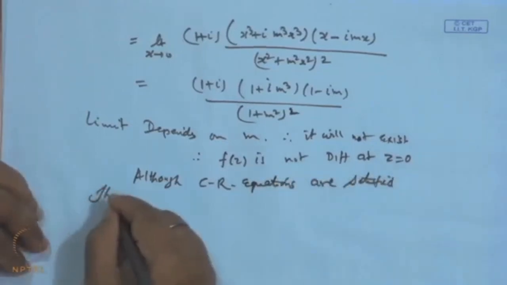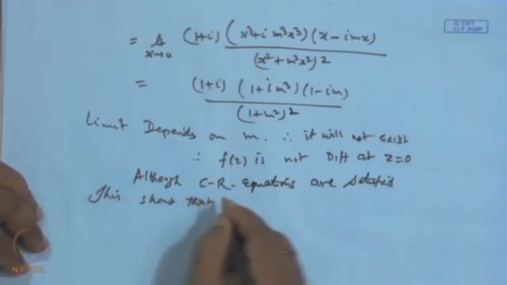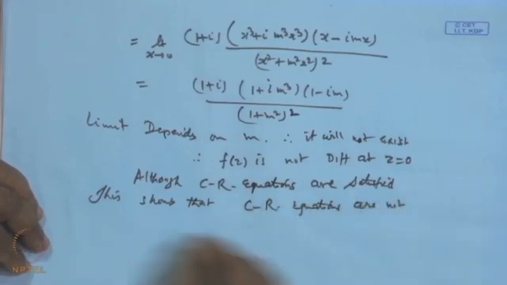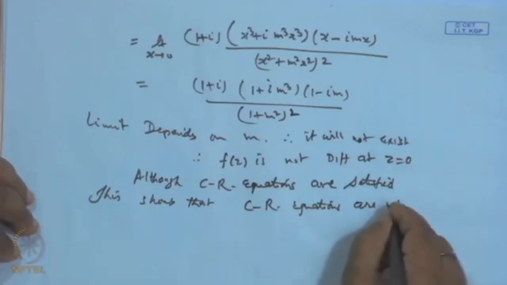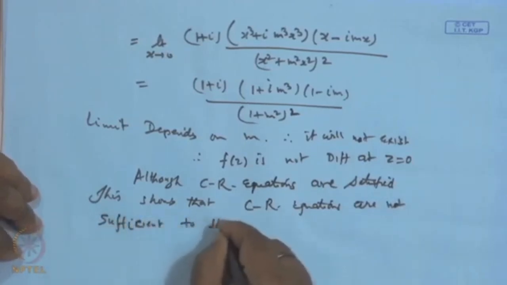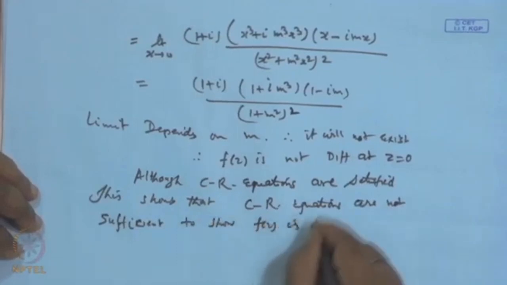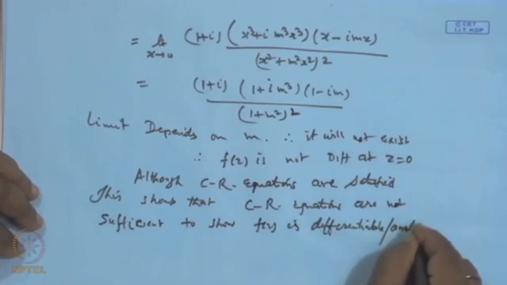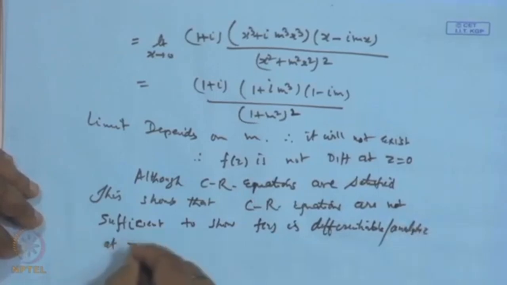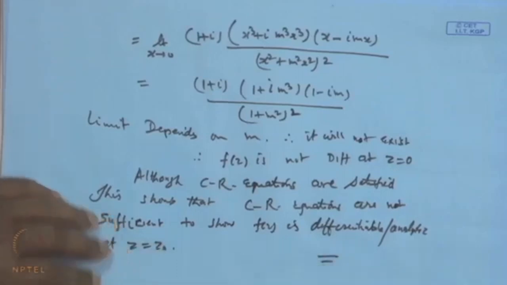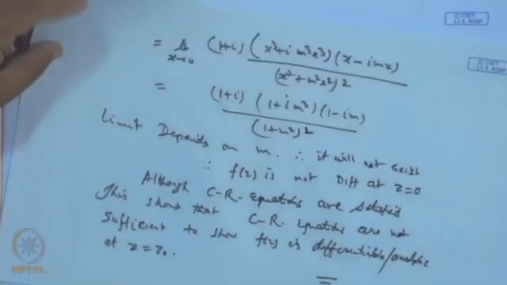So, this shows that CR's equations are not sufficient to show the function f(z) is differentiable, or analytic, at the point z equal to z naught also. Clear? So, this. So what we get, okay?